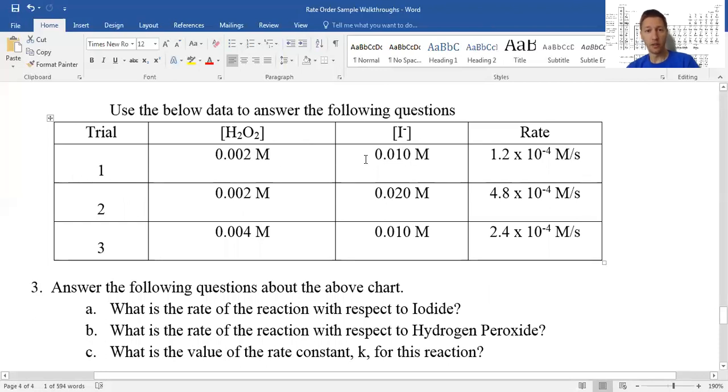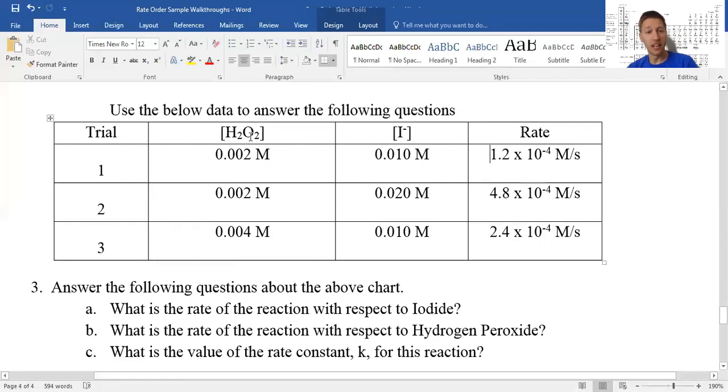So looking at trial 1 and trial 2, what happened? We doubled I. How do I figure that out? 0.01 to 0.02, that is twice as big here. We kept this guy the same. So trial 1 and trial 2, we're comparing how does I affect the rate. When we doubled it, what happened to the rate? 1.2 times 2 would be 2.4. It mattered, but it wasn't proportional, 2nd order. This actually quadruples. 1.2 times 4 is 4.8. So when we doubled I, it quadrupled. We're going to say that I is 2nd order here.